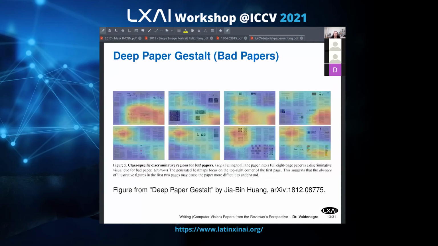So here I have some examples from this paper, Deep Paper Gestalt, from Jia-Bin Huang. I have some other examples from him as well. I would definitely recommend following him on Twitter, because he gives very good advice about writing papers, graduate school, and so on. He published this paper on arXiv about Deep Paper Gestalt.